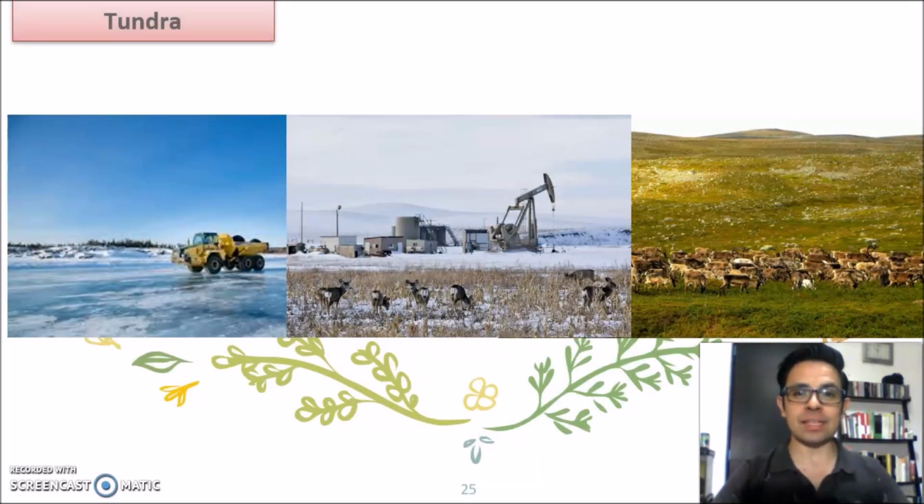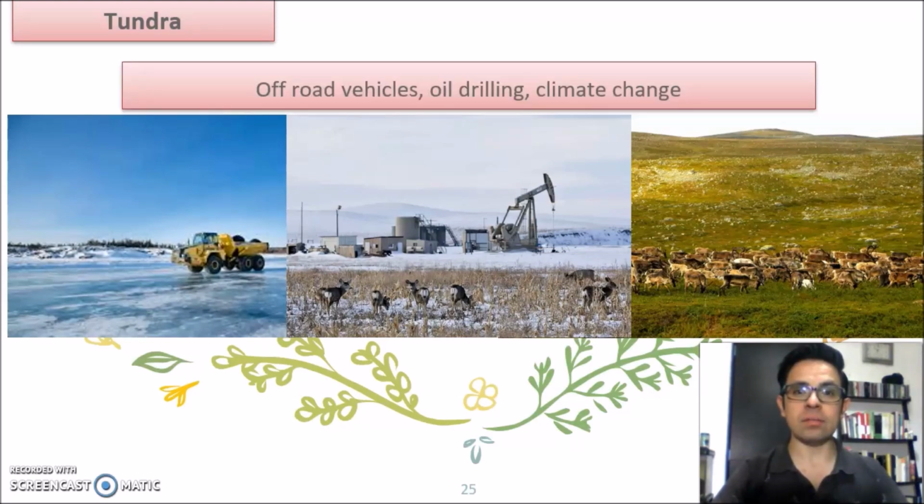Now, the human activities that can affect tundra generally are off-road vehicles that affect the small lichens, oil drilling companies, and obviously climate change. In this case, not every biome turning green will be a good sign.